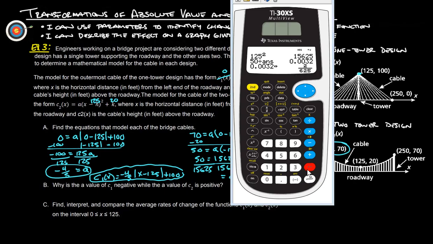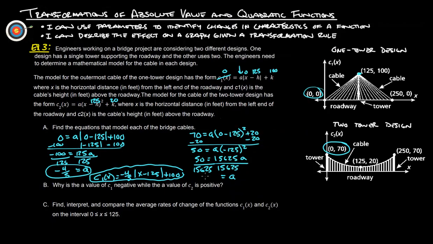To do that on our calculator, we simply push the little double arrow button right here, and that will turn your decimal into a fraction. So 2 over 625 is what our a equals. That means our formula for this bridge here is going to be C2(x) equals a, which is 2 over 625, times (x minus 125) squared plus 20.